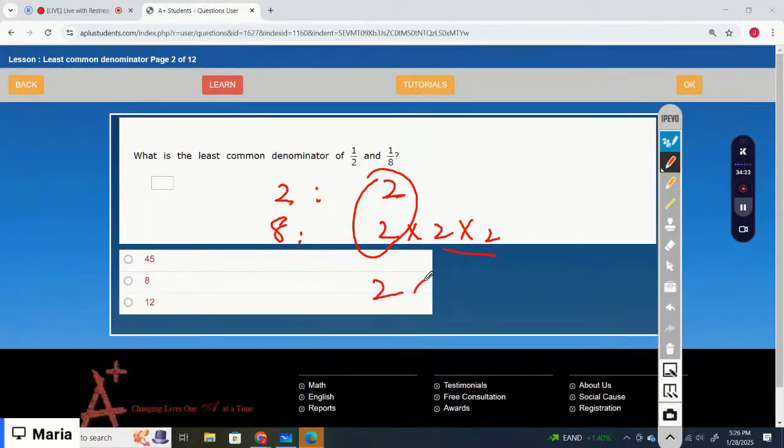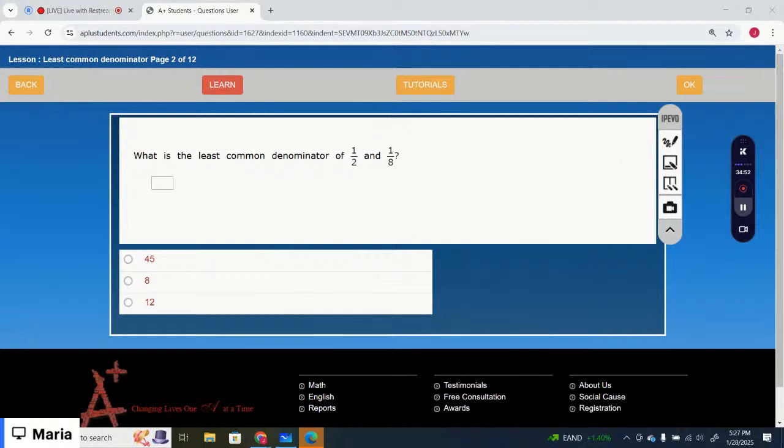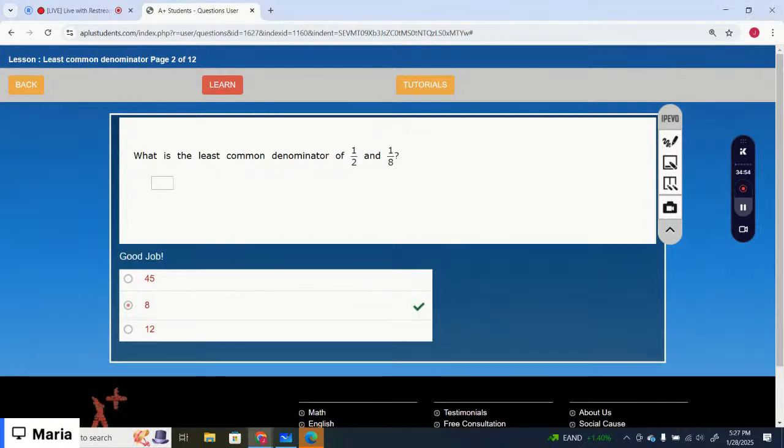This is the common multiple, and these are the non-common multiples. So the least common multiple is 2 times 2 is 4 and 4 times 2 is 8. So the correct option is 8. Option number 2 is the correct option.